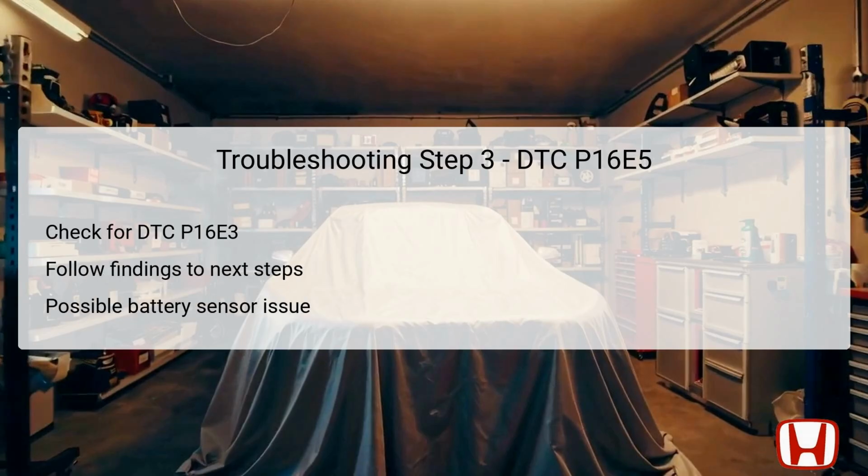During the third troubleshooting stage, the technician must again check for any other pending or confirmed DTCs, specifically looking for P16E3, which indicates a LIN communication error linked to the battery sensor. If P16E3 is confirmed, follow the outlined steps relevant to that DTC. If not present, the diagnosis proceeds to the next check for additional codes. Understanding the interrelationship between these codes is essential, as anomalies linked to the battery sensor can affect multiple systems within the vehicle, including the DC-DC converter and PCM.